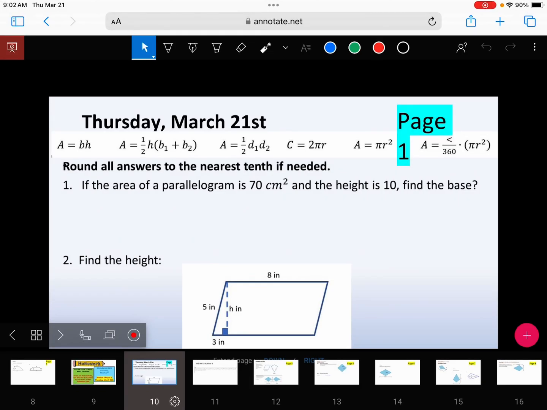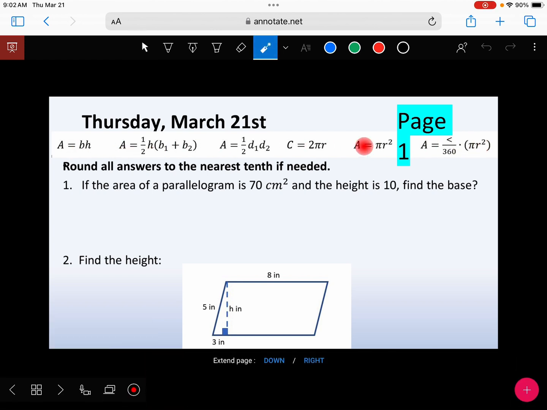Meaning that instead of trying to find the area, they'll give us the area, and then we have to use that to find a missing side. So, first of all, do you see all of these formulas across the top? Which one of these formulas is area of a parallelogram? Which one do I use for area of a parallelogram? Between the first one and the second one.